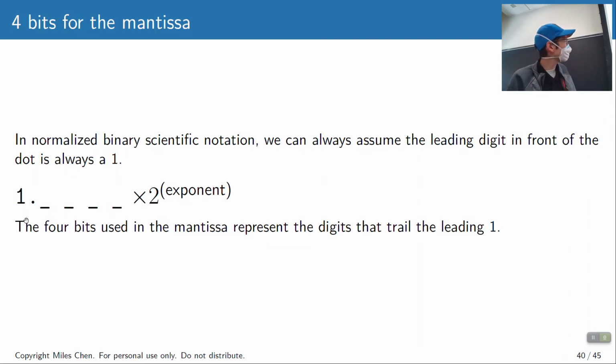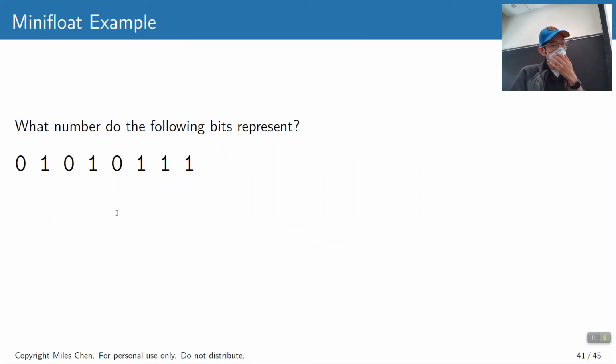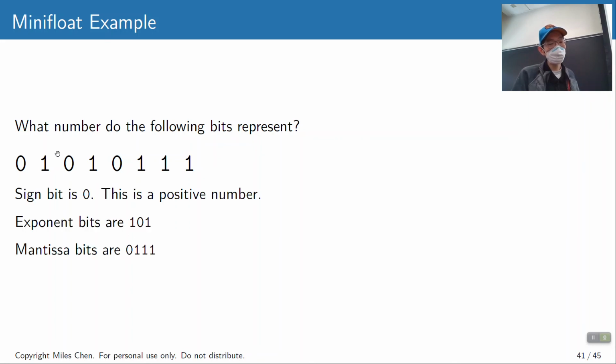So for example, the last 4 bits are for the mantissa, and again, we're assuming the leading bit before the binary point is always a 1. So those 4 bits represent the values after the binary point. This number in binary represents the following: I've got 0 for the sign, so it's a positive number, 101 for the exponent, and 0111 for the mantissa.